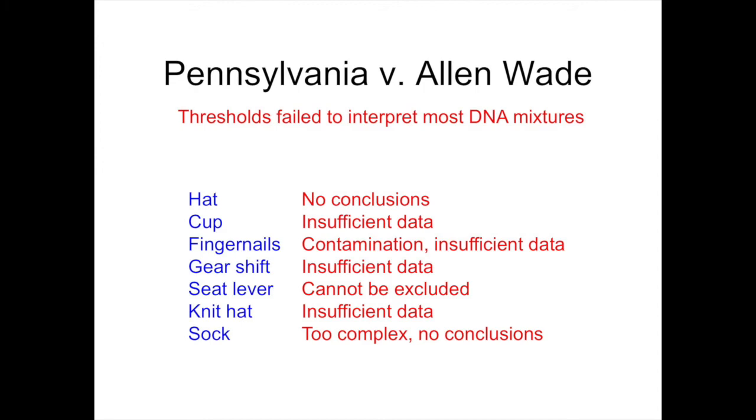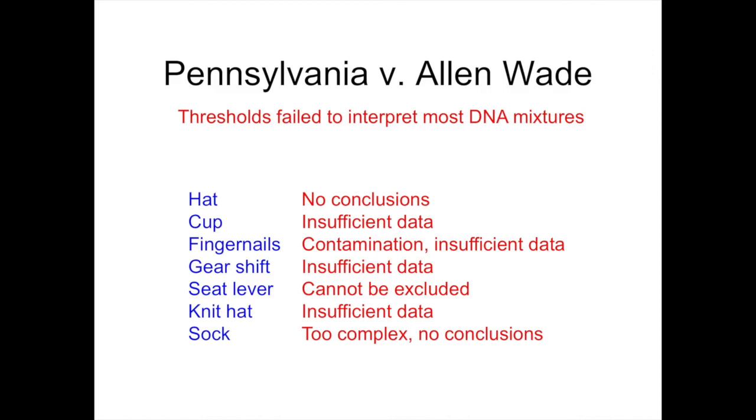So when the crime lab first looked at this mass of DNA evidence in the case against Alan Wade, their thresholds failed to interpret most of the mixtures. There was a hat that had been left at a scene from which there were no conclusions. There was a cup that was found in the house. There was insufficient data. So for each of these items of evidence shown in blue on the left, this is what the crime lab report said. Contamination, insufficient data, cannot be excluded, insufficient data, too complex, no conclusions.